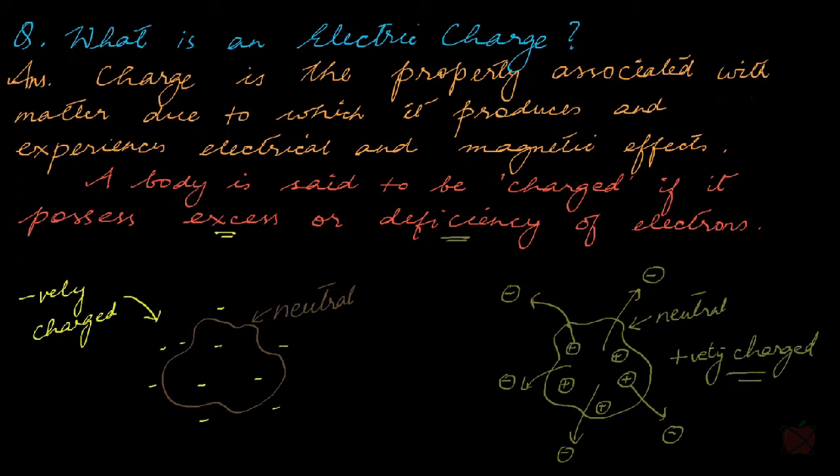Is it clear? So whenever we talk about charge, it is basically the excess or the deficiency of electrons present in the body. If there is excess of electrons, that body is said to be negatively charged. If there is less number of electrons or deficiency of electrons, that body is said to be positively charged.